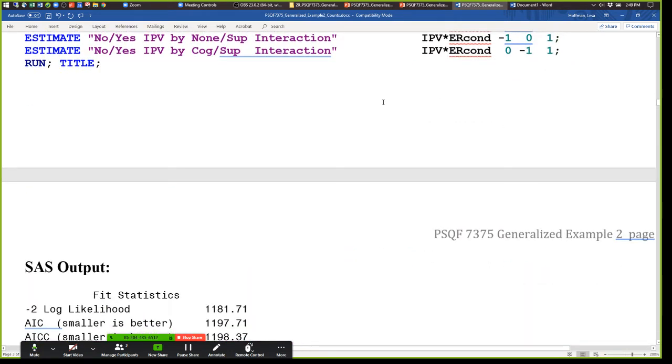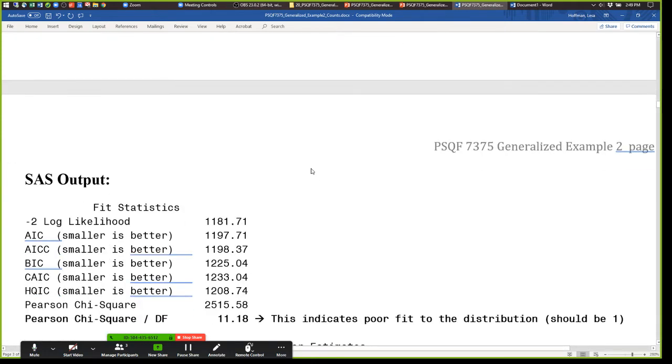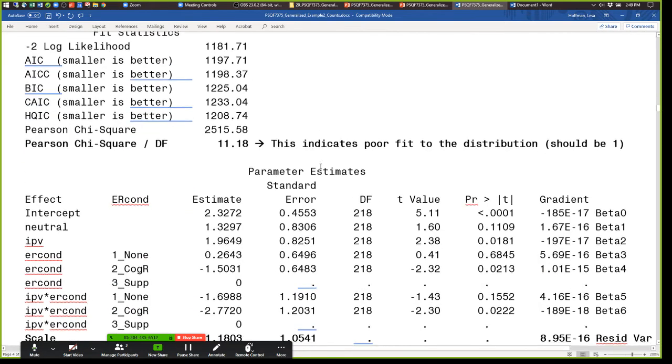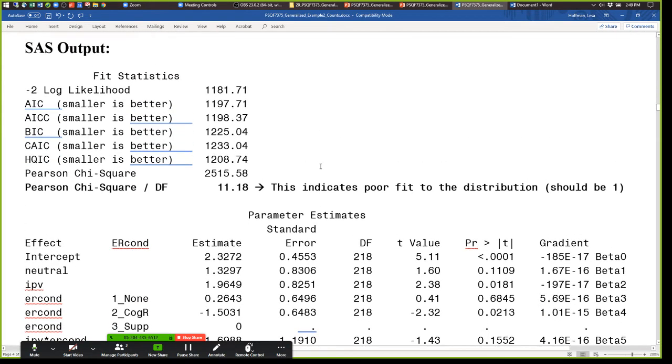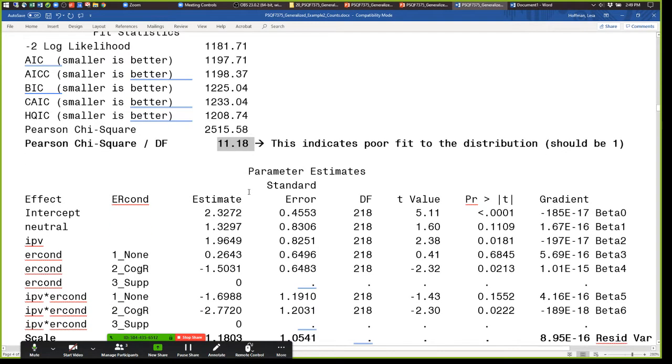Now, which set of numbers do we want to interpret? The ones that actually fit. So here is the part that we looked at before. This is the output from SAS for the ANCOVA model, assuming the residuals are normal. Here's our chi-square over degrees of freedom test of our residuals. What should that number be? Yeah, feel free to read from the screen. Yeah, 1. Is 11 1? No, probably not.